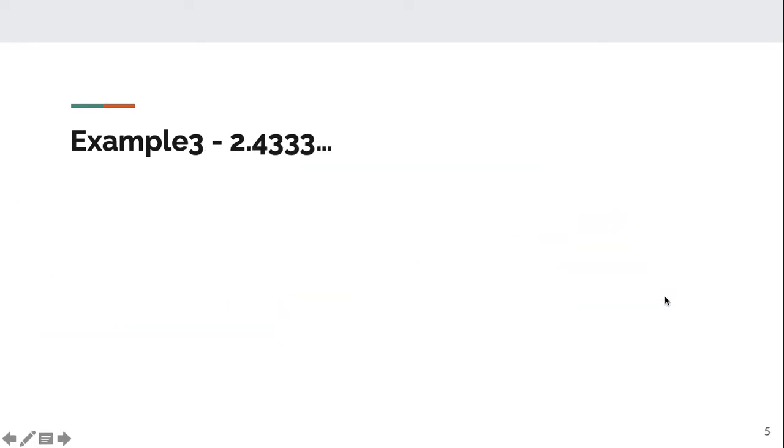This is the most interesting example because you see in the decimal part of the number there is one digit which is not repeating, which is 4, and there is another digit which is repeating, that is 3. So we can write this number as 2.43 and the bar over 3. So because only 3 is repeating, 4 is not. Let's see how we can convert this into a fraction.